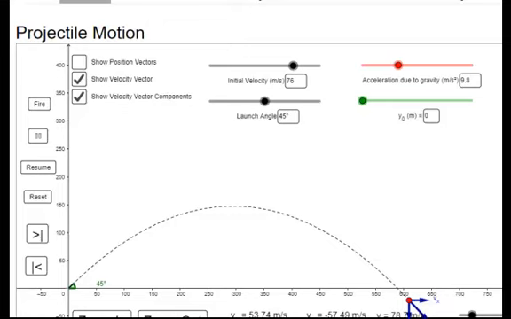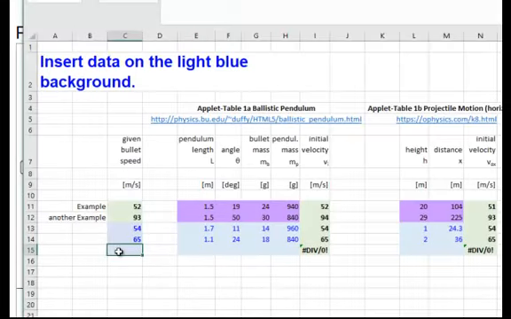Go to the Excel sheet. So that's 76. Pendulum length 1.6. Angle, then I measure 21 degrees. Bullet mass 18 grams. Pendulum mass 920 grams. And I come up with 75, so almost perfect, 1% off.